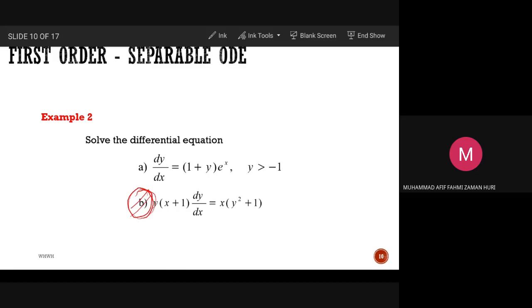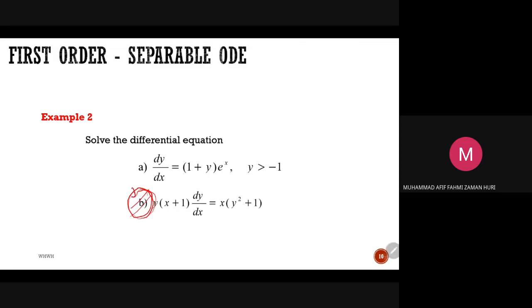Okay, so this one is using the separable method, right? If you look at this question, the solution is to separate the variables. On your left hand side, what do you get? y over y square plus 1, this one, y is on your left hand side. And then for your x, it is x over x plus 1 dx.